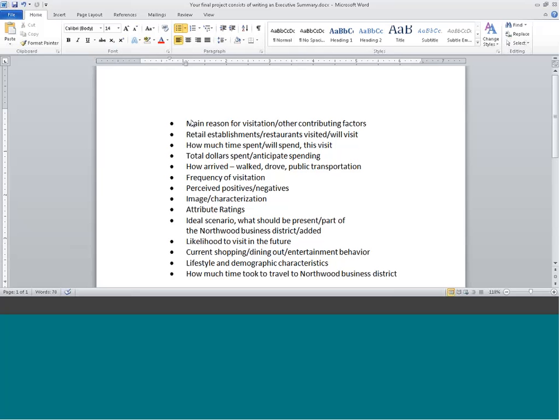So let's jump in. Just make sure you understand that each of these bullets here should have an associated page in your report. PowerPoint's interesting because each page is separated, so it doesn't just continue like it does in Word. So each one will have its own page. Main reason will have its own page, retail establishments will have its own page, how much time spent will have its own page. Now you may be saying, oh my God, there's a lot of white space.